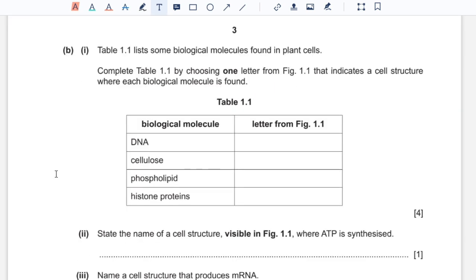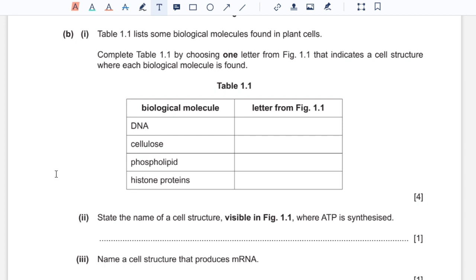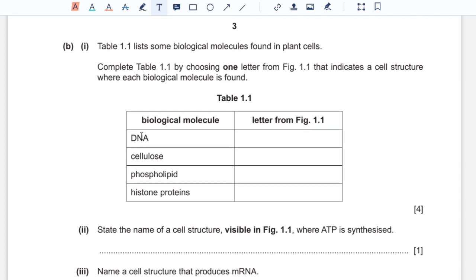B1. Table 1.1 lists some biological molecules found in plant cells. Complete Table 1.1 by choosing one letter from Figure 1.1 that indicates a cell structure where each biological molecule is found. DNA is found in the nucleus, cellulose is found in cell walls, phospholipids would be found in cell surface membranes, and histone proteins are the protein molecules that hold together the DNA structure to bind the entire length within the nucleus.